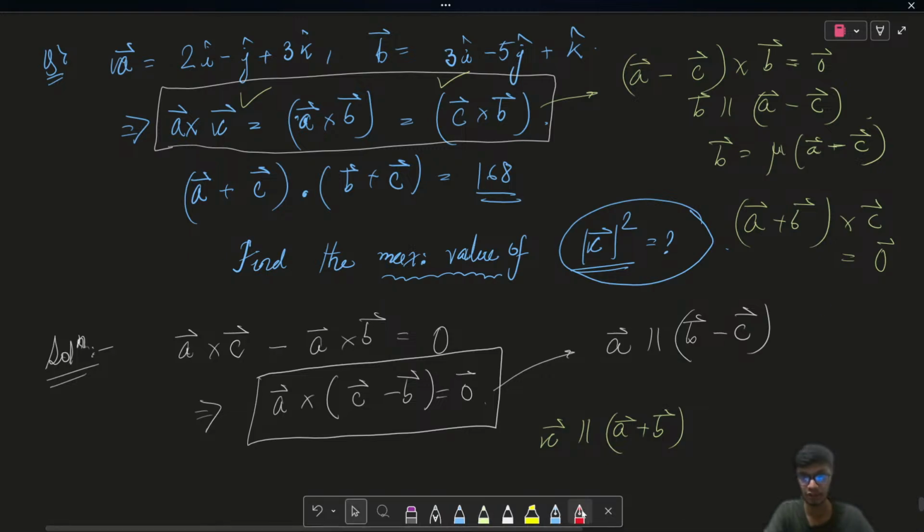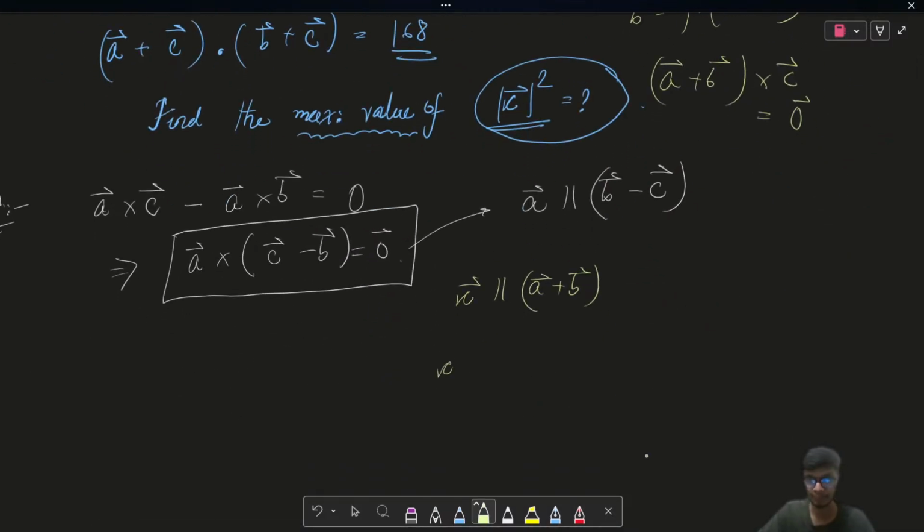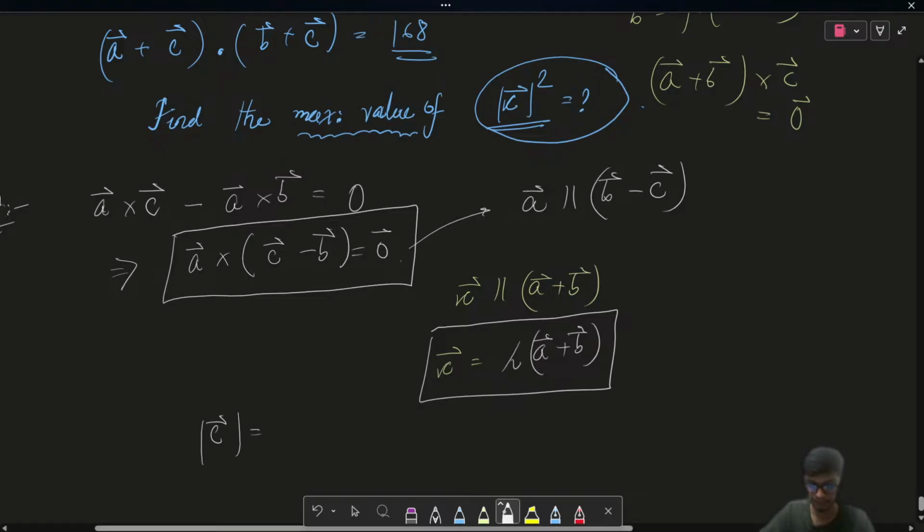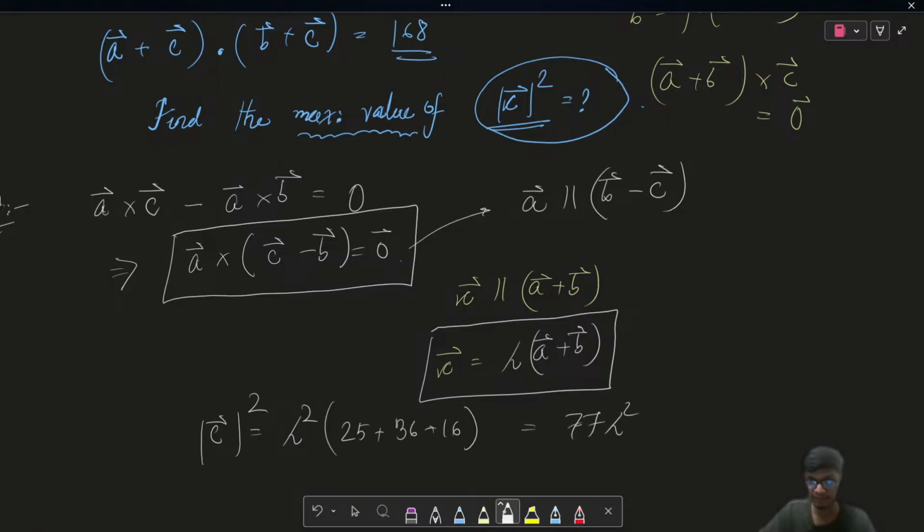So from this result, I can evaluate that C vector is equal to some lambda times A vector plus B vector, right? So from here, if I try to evaluate the square of mod of C vector, it will come out as lambda square times 25 plus 36 plus 16, and that will be nothing but 77 lambda square, right? So the only part is to evaluate the value of lambda, or the maximum value of lambda, to get the maximum value of mod of C square.